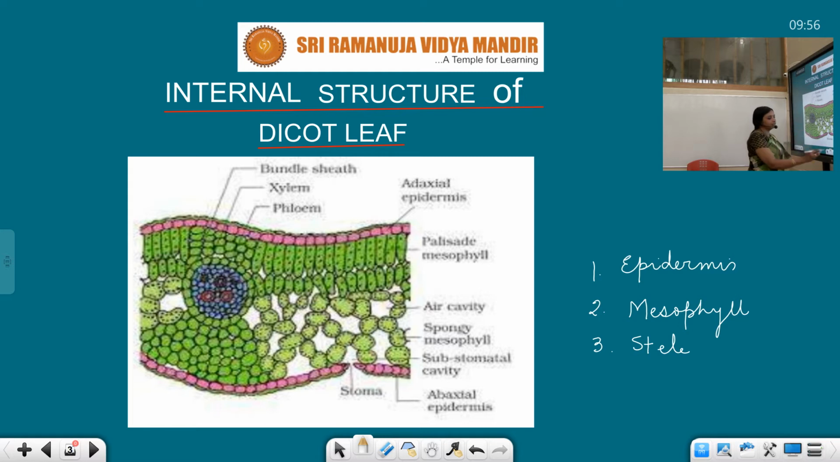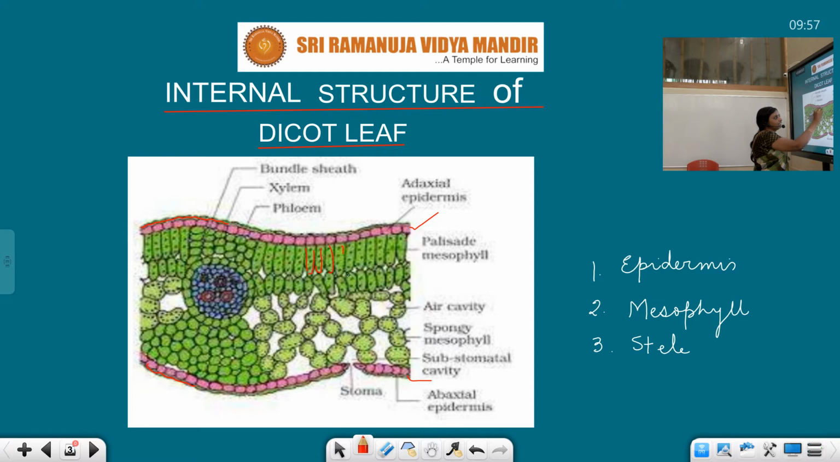Both sides epidermis we can observe. This one is upper epidermis and this is lower epidermis, and both side epidermis is covered with cuticle. Cuticle layer is present on both sides of epidermis, and stomata are present, but more stomata are confined to the lower epidermis, and in between the two epidermis these are mesophyll cells.